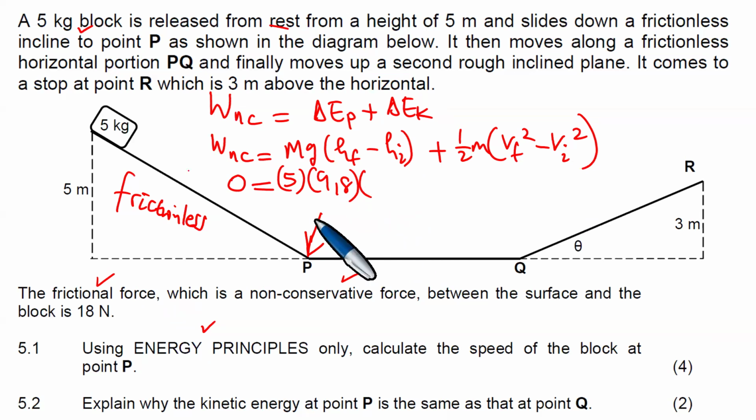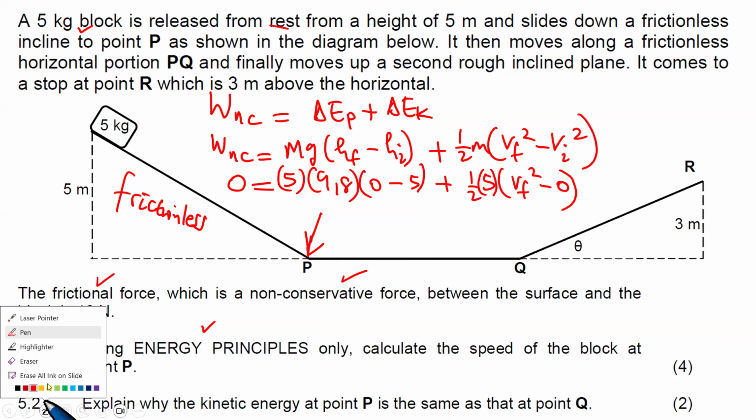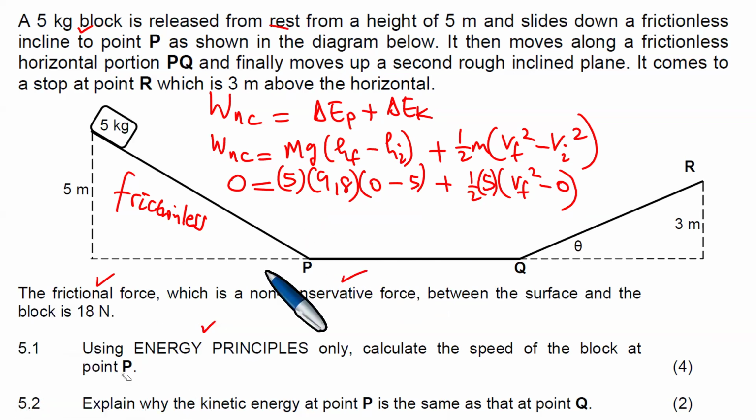The final height here is going to be 0. So when the final height is 0, what is the initial height? It is 5 meters, and the mass is 5 kilograms. What is the final velocity? We understand that it was released from rest, and therefore the final velocity is not known, but the initial velocity is 0.